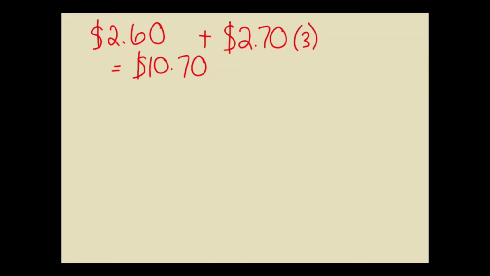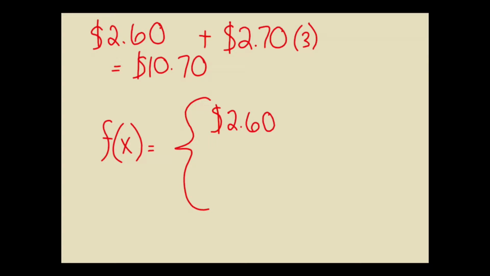Now, to put this into a piecewise format, we would start off with f of x, which is our function, and do our little prong. Our first prong of the function would be $2.60 if x was equal to 0, because as we were told, there was a $2.60 drop fee even for entering the vehicle.